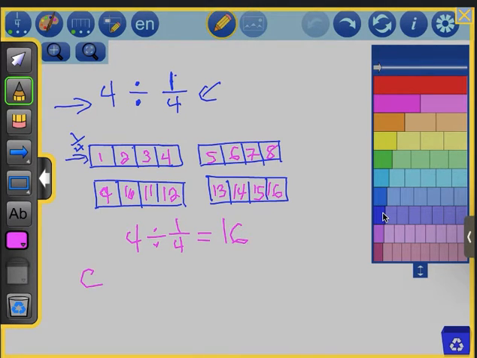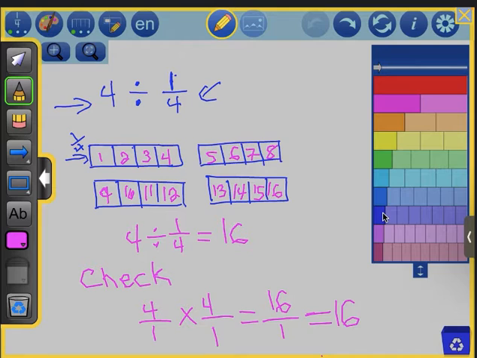And I could check my work using the algorithm. 4/1. So I'm going to use keep, change, flip. I change it, I flip it, I get 16/1, which equals 16. So that was easy peasy.